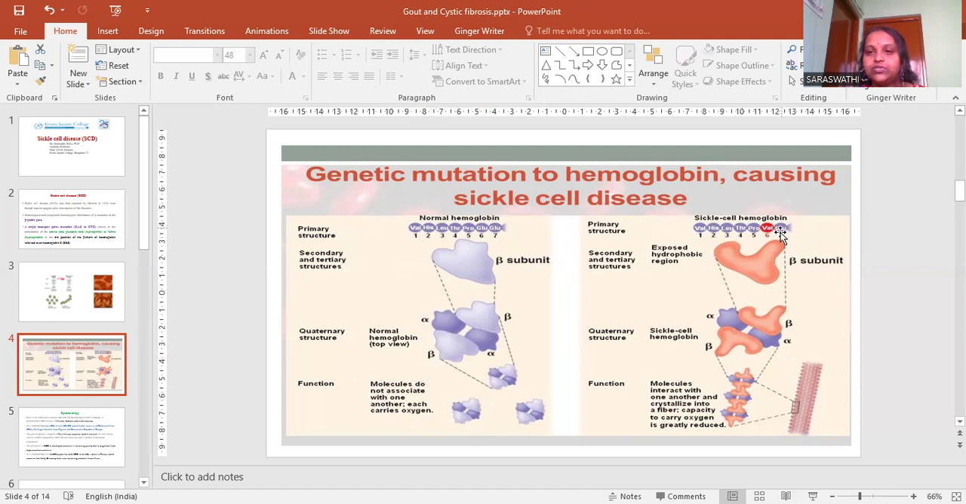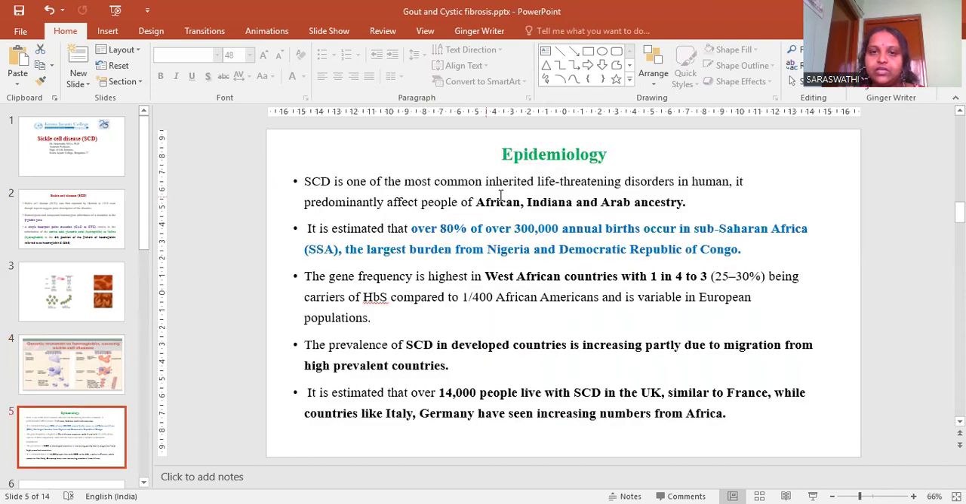But in the case of mutation at the sixth position of the amino acid, the glutamic acid is replaced by valine, which changes the pattern of the beta subunit of the hemoglobin. So you can see the different structure of the beta subunit. All four subunits associate with each other and reduce the oxygen carrying capacity, which finally leads to the anemic condition.